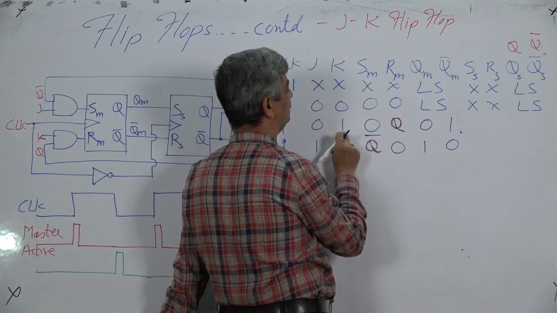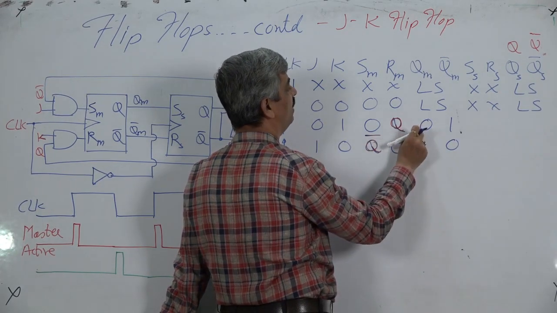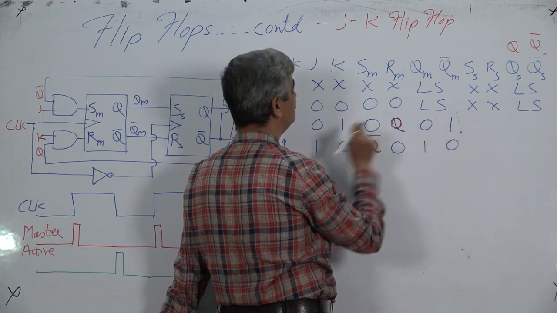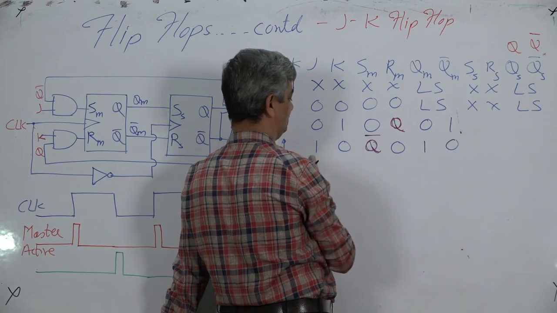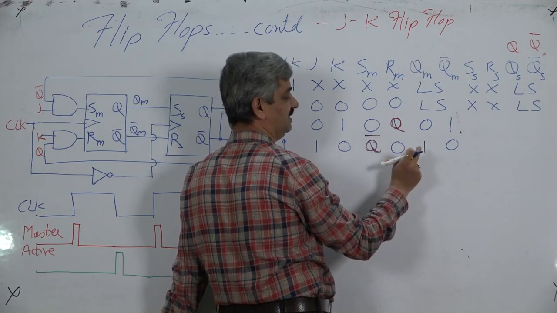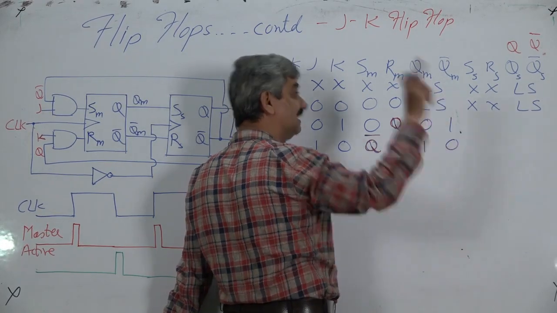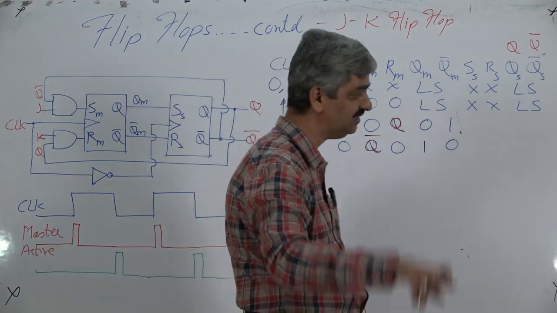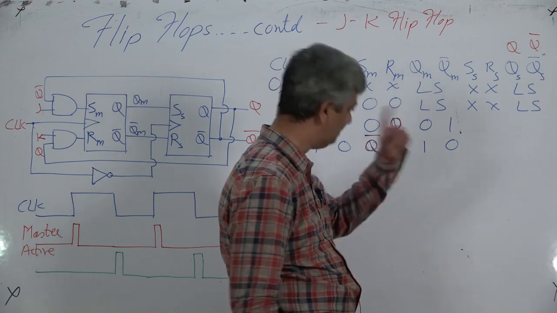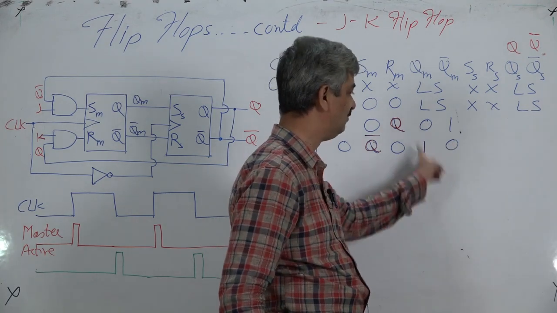So JK 0, 0 results in QM and QM bar being 0, 1. JK 1, 0 results in QM and QM bar being 1, 0 irrespective of the last state, either by continuation of the last state as it is or by inversion of the last state, but in any case the new state has to be 0, 1 or 1, 0.